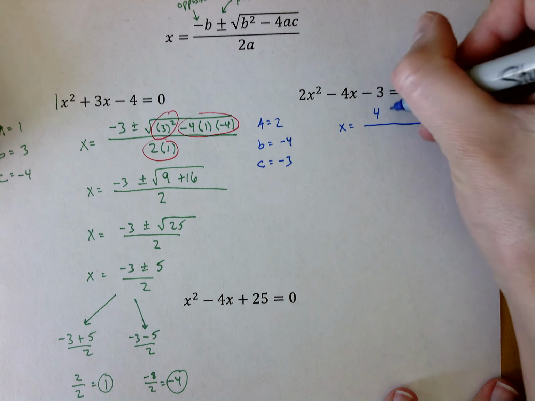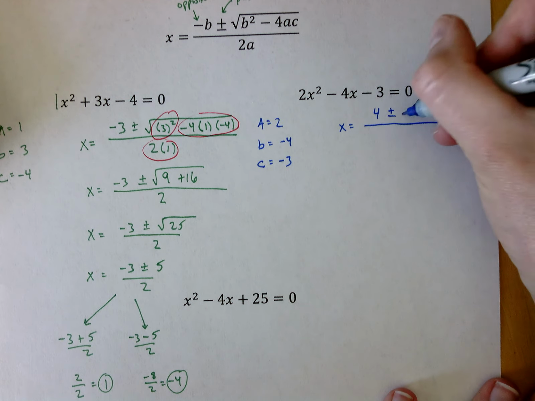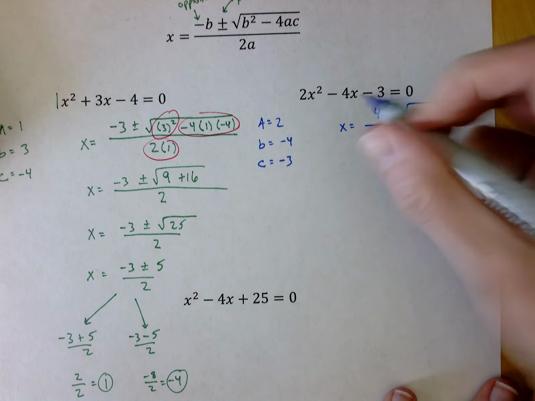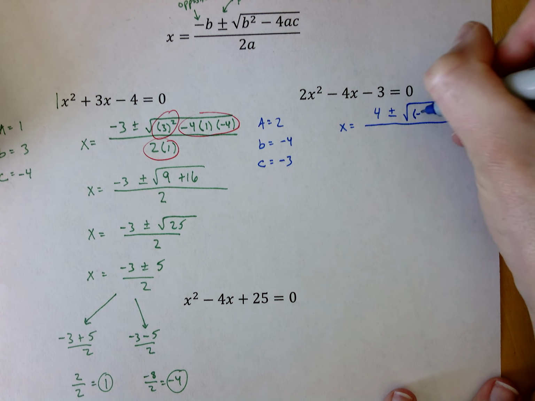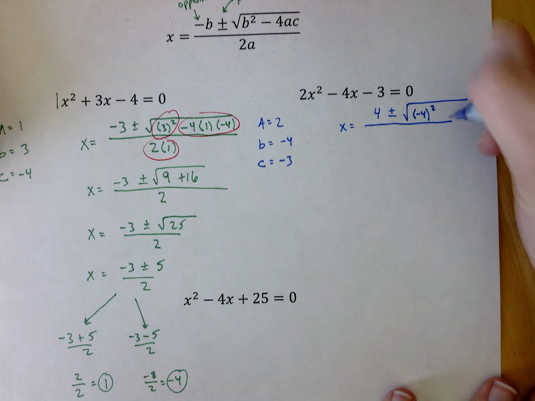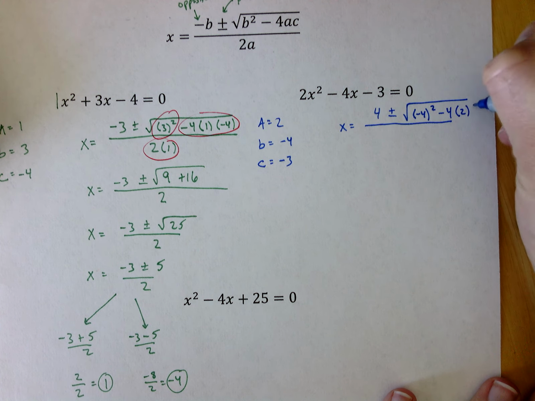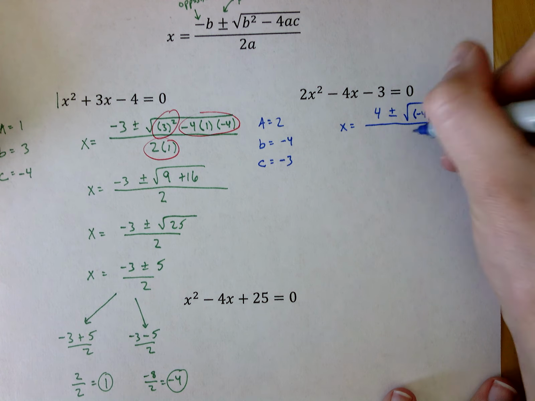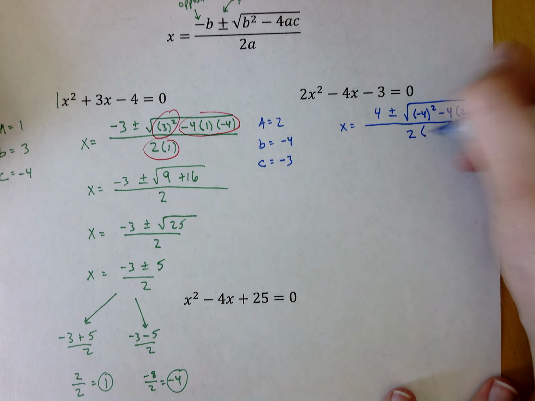So positive 4, then our plus or minus, then my big square root, then I'm going to have b squared, and I'm going to put that in parentheses just so that it shows the negative goes with it. And then minus 4 times a, which is 2, times c, which is negative 3. Okay, and then the whole thing is over 2 times a. Well, a is 2.